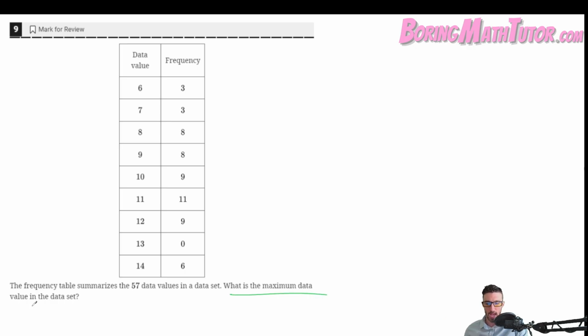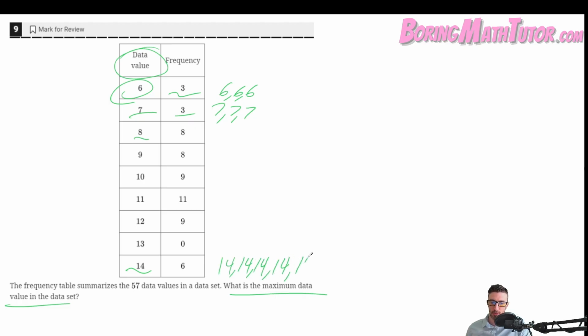All right, remember we're still in the early part of the test, so we only got baby problems here. What is the maximum data value in the data set? You just have to realize that they're giving you data values as low as 6, but a frequency of 3. That means that you have 3 6s. 7, frequency of 3, so that means you have 3 of those. And then by the time you finally get to the last one, 14, you would have 6 of those.